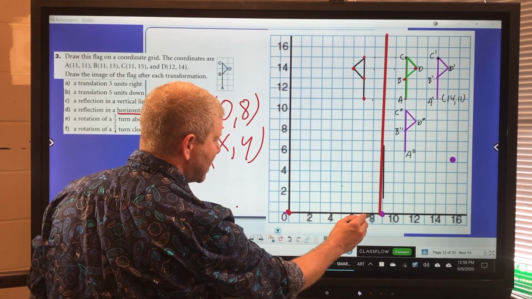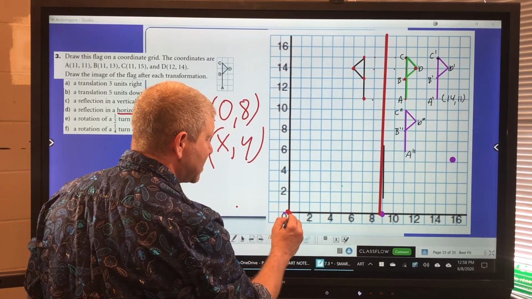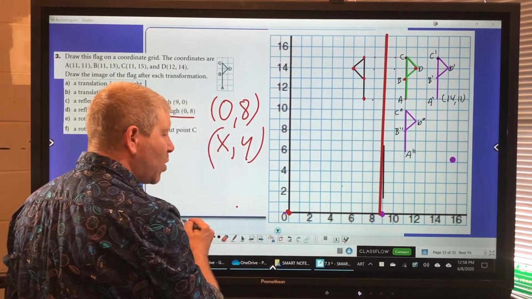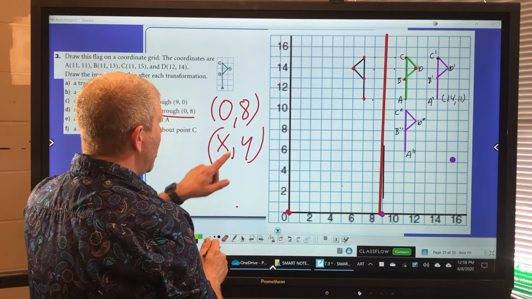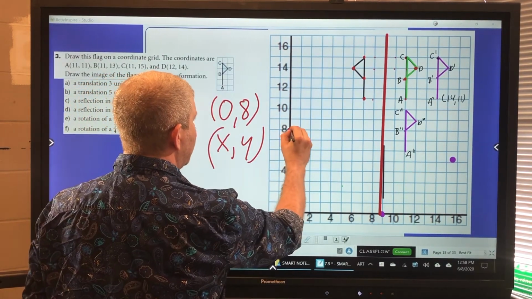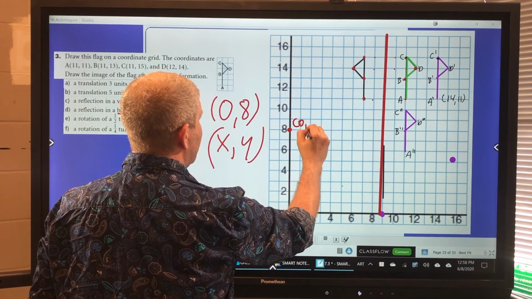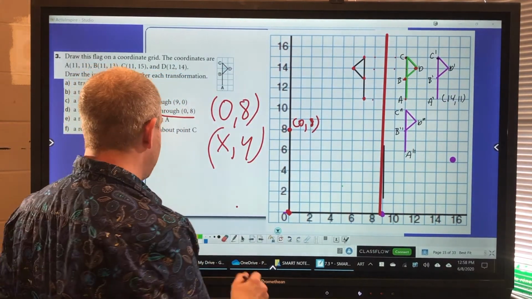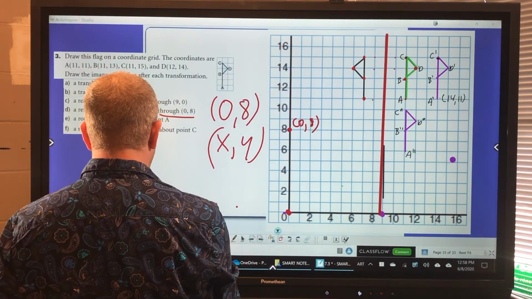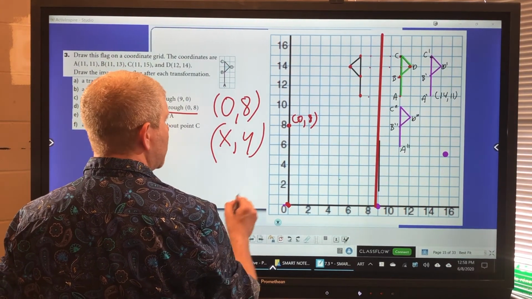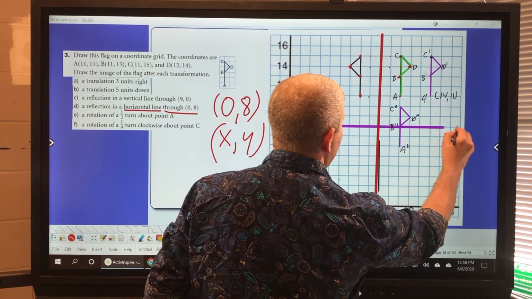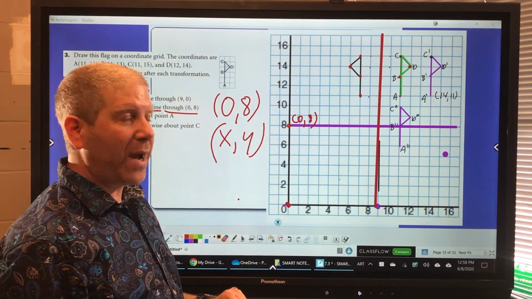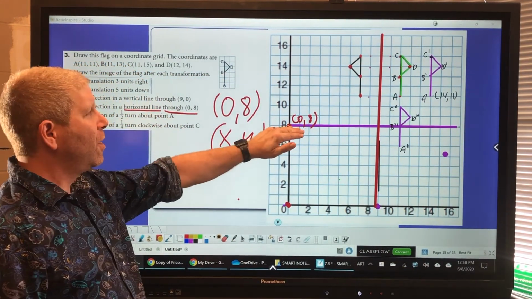It's not 4. It's not 6. It's not 8. It's right here. It doesn't go to the right, and it doesn't go to the left at all. It stays right on 0. Our y coordinate is 8, so we're going to go up here to 8. So there is 0, 8 right there. So our line has to go through that point. So I'm going to draw a line right through that point. We will make this one purple. And there is our line through 0, 8. So we've drawn a horizontal line through 0, 8.